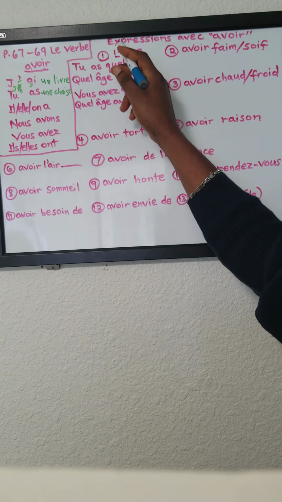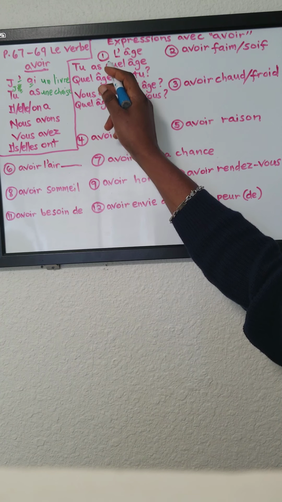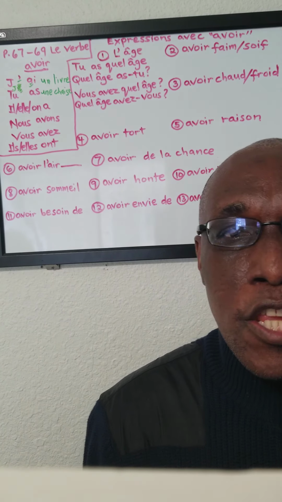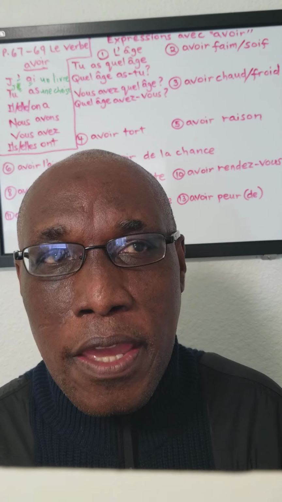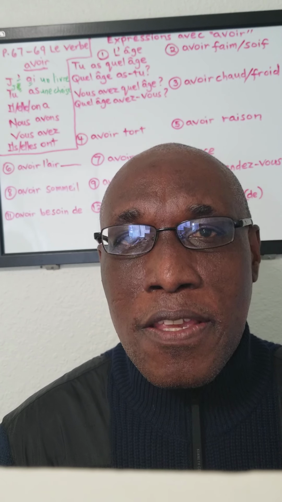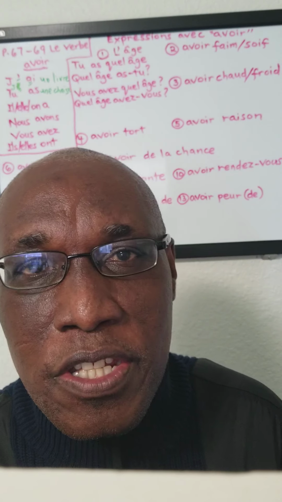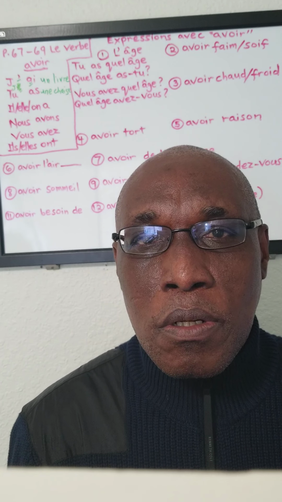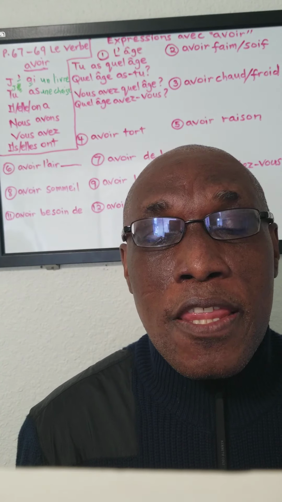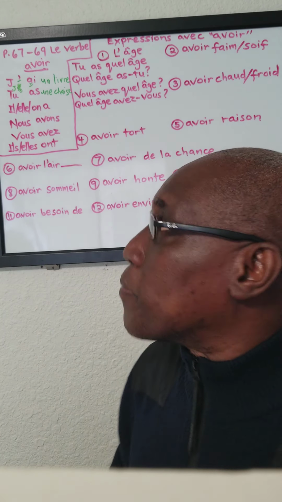But avoir is also used with certain expressions. Premièrement, l'âge, age. In English, you say, how old are you? You use the verb to be, être, right? Whereas in French, they will use the verb avoir to express age. How old are you? will be used in a different way in French. The verb avoir will be used instead of the verb être.